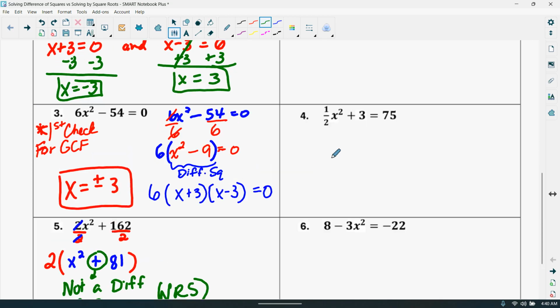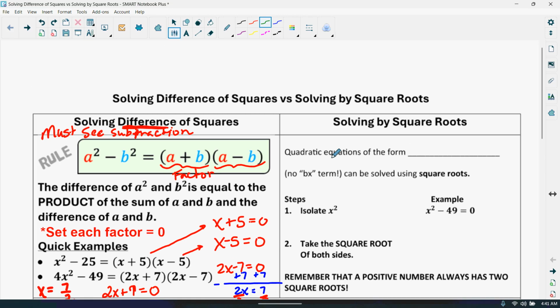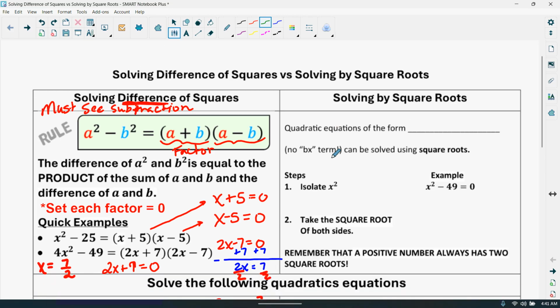So if I go back to the top here, now there's another way you can do it, and that's just by taking the square root. Some people like this faster. Some people use this because they see the subtraction and they just say, okay, let me take the square root. They just do it mentally.